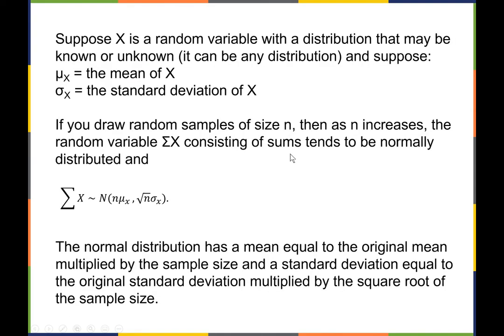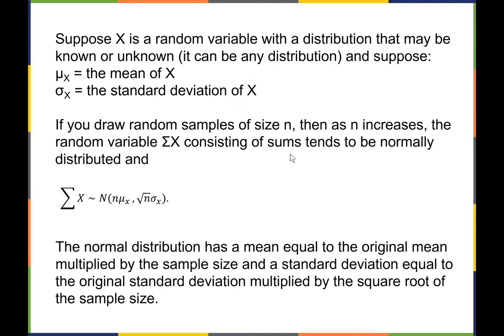Hello, today we're going to talk about the central limit theorem for sums. It's a lot like the central limit theorem for the means, but we're just going to do it with sums. All right. So suppose we have a random variable x with a distribution that may be known or unknown. Just like with the means, it can be any distribution. And suppose mu sub x is the mean of x and sigma sub x is the standard deviation of x.